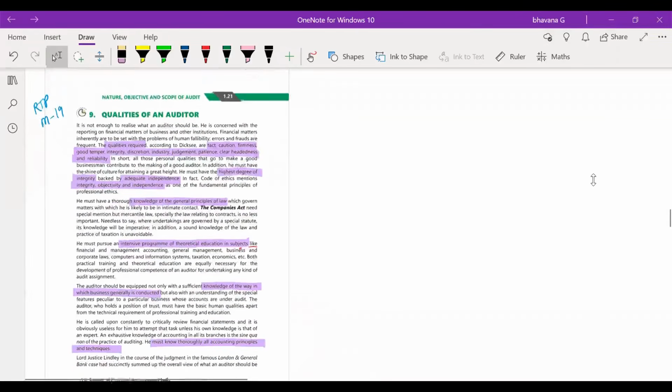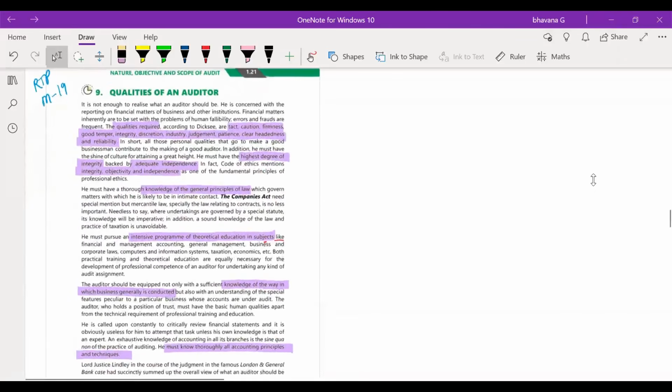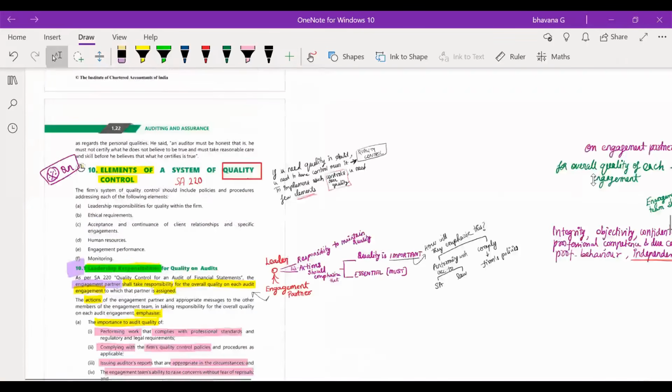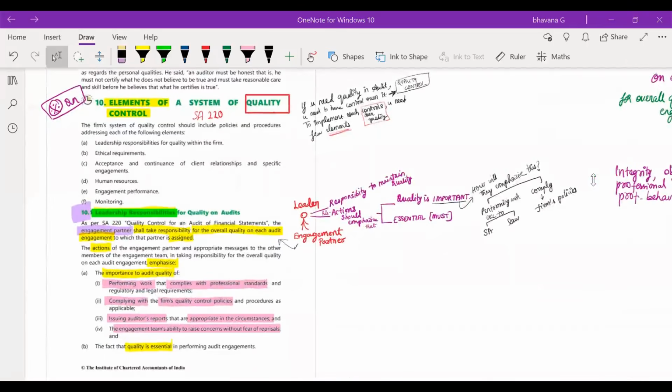Important topics I'll take first. See, qualities of auditor also, it is very easy. These 3 topics alone, in the end I'll teach you if I have time, or else if you read it, you will understand. Now we have come to another important topic.